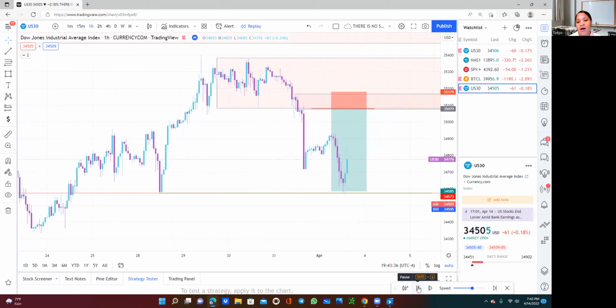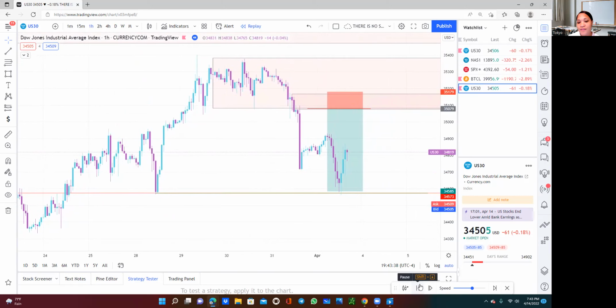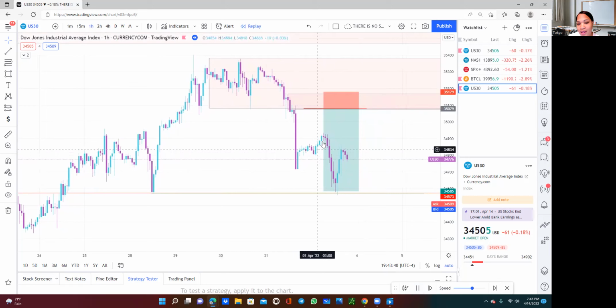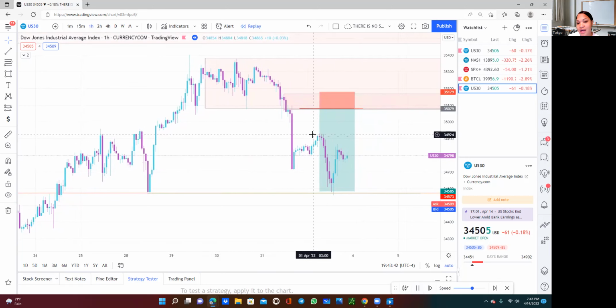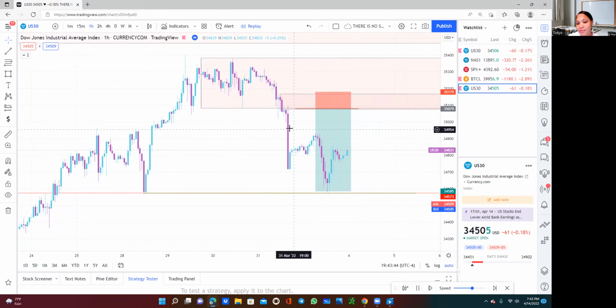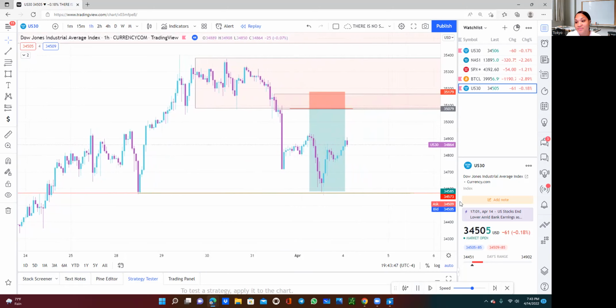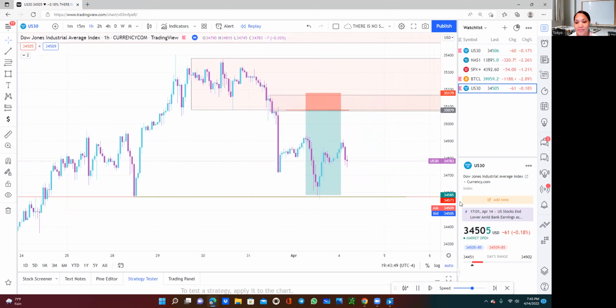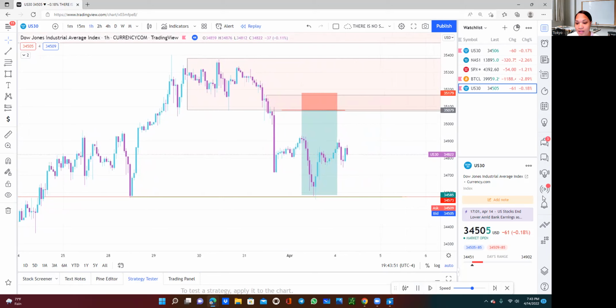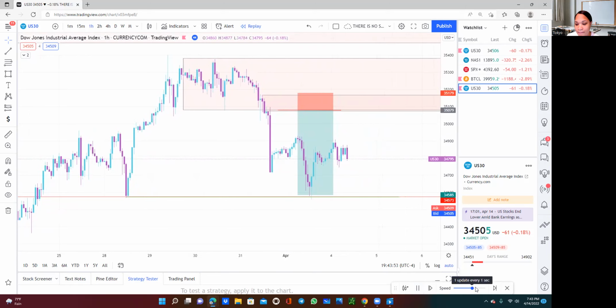And some of you will say, oh, I knew it. But if you got in right here at this pullback and the market took you up, it would have taken you out of your stop loss, right? We still have this imbalance here. So come on. And I'm going to speed this up.